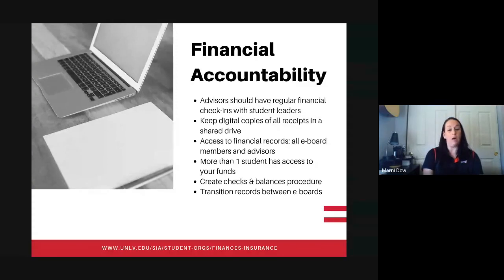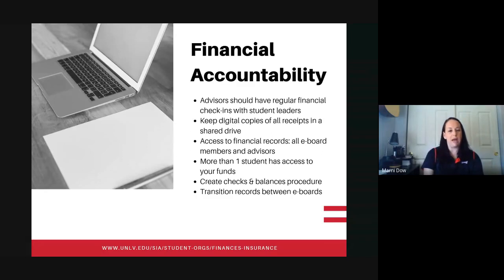Also, that can be really helpful when it comes to their Ways and Means funding. If they get money from CSUN, they then later have to provide receipts to show that it was spent in the approved way. So keeping it in a shared drive on Google is a great way to do that. They want all e-board members and an advisor to have access to their financial records. So maybe that's providing the monthly banking statement in a PDF form. That could be a great way to do that.